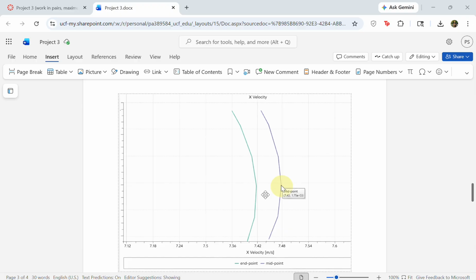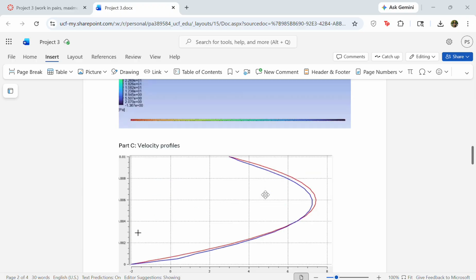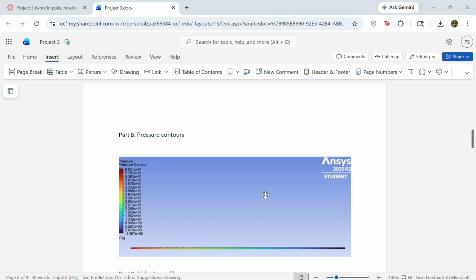Now I'm going to transition to Part E, where we determined the pressure gradient using both Fluent results and theoretical analysis. And first, I'm going to go to the pressure contours right here. From the Fluent pressure contour, observe that the pressure is highest at the inlet and decreases towards the outlet. The inlet pressure is approximately 60 pascals and the outlet pressure is approximately 0 pascals, indicating a pressure drop of about 60 pascals along the channel.